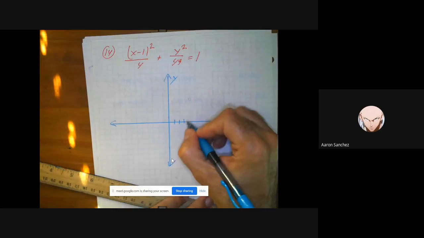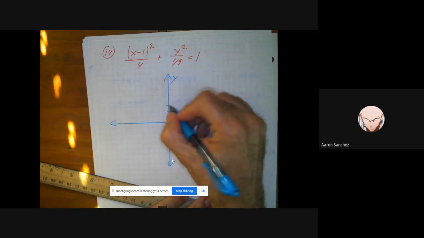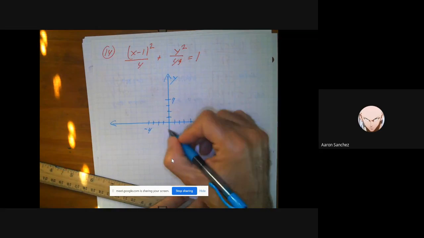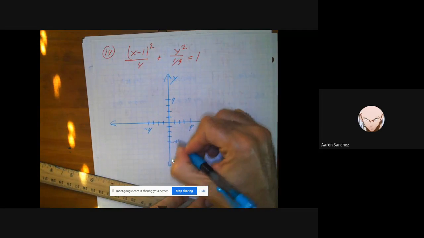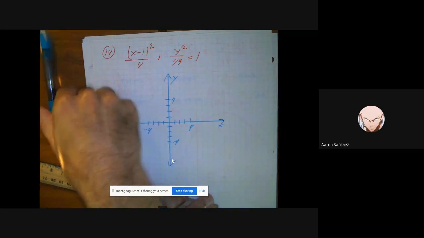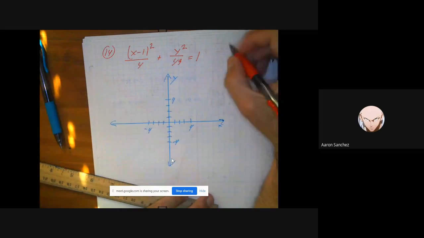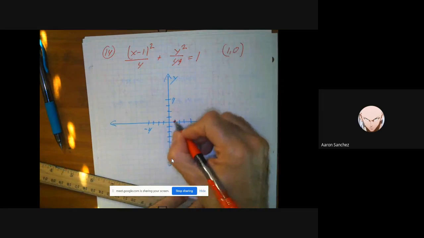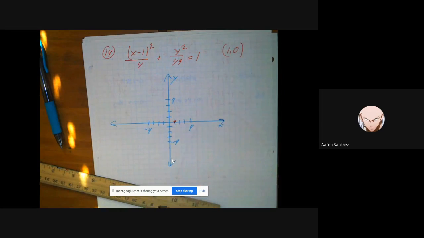Here it is. X, y, 1, 2, 3, 4. Because I'm actually drawing it, because I'm told to graph it, I want to label my graph. Okay, my center, moving very quickly. My center is 1, 0. 1, 0, right there. I'm going to stop for a second, see if that's confusing to anyone. Questions? Please ask questions.